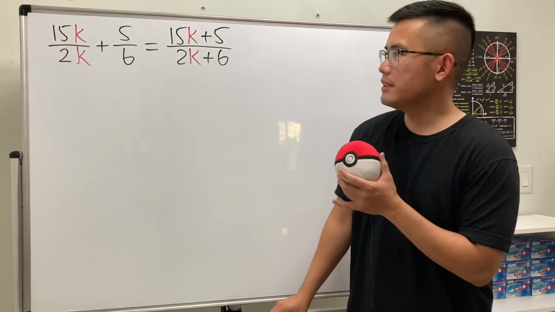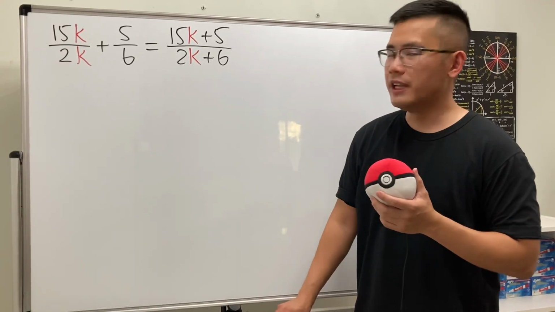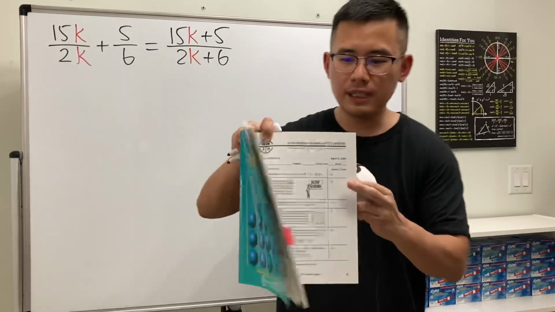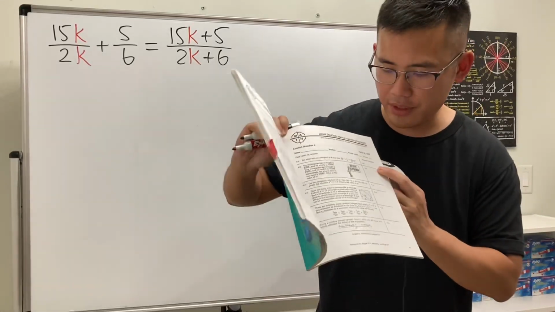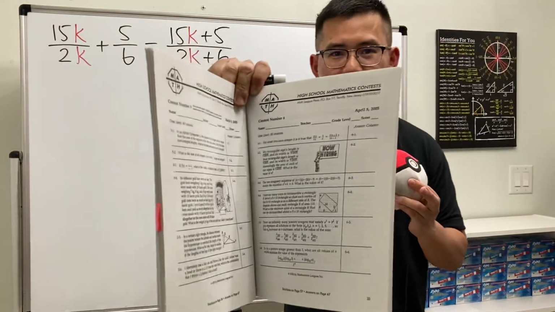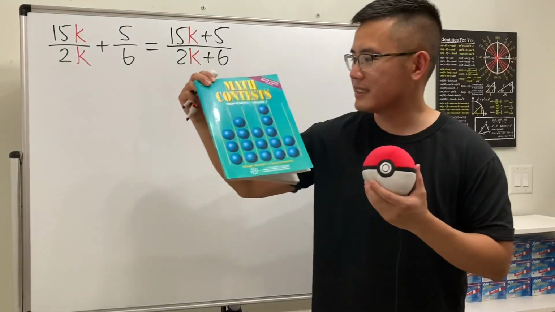Alright, here we have this very interesting looking rational equation, and I got it from this book, and you can see that it's actually just the first question here back in 2005. Right, so the Math League contest.